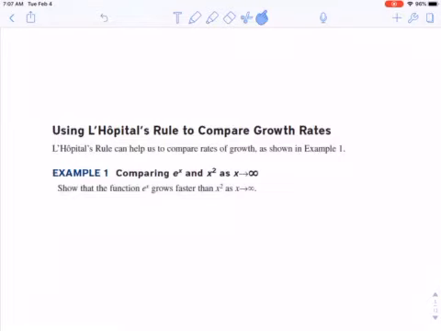So we are now at example 1. What we are trying to do is compare e to the x and x squared as x goes to infinity. And it actually tells us, show that the function e to the x grows faster than x squared as x goes to infinity. Okay.